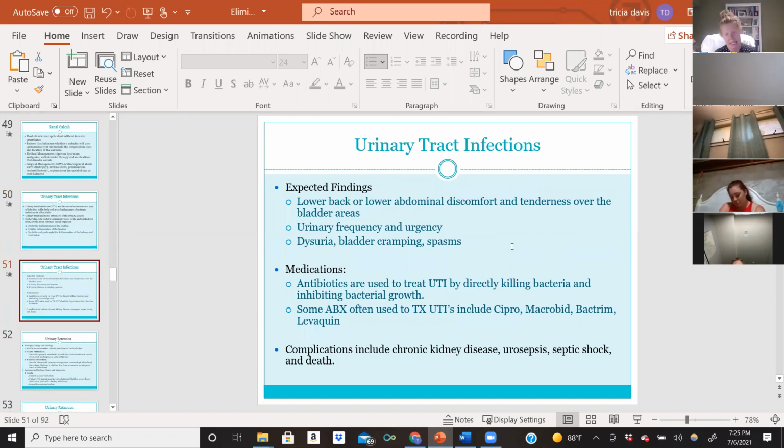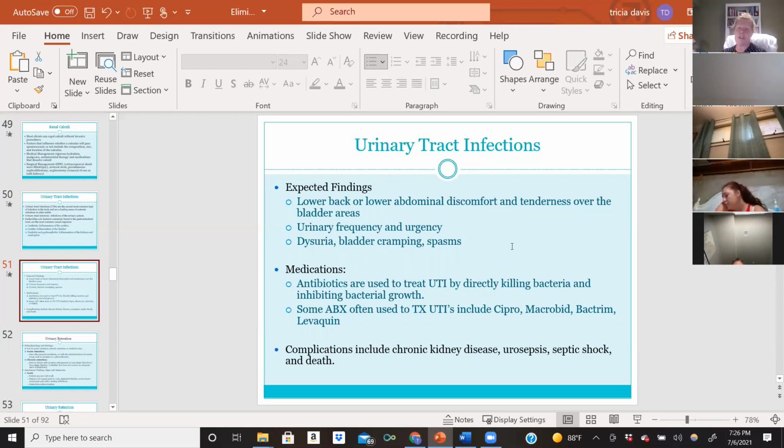So some expected findings. Your patients may report lower back or lower abdominal discomfort, or tenderness over the areas where their back is. We call that area the flank. Flank pain is what they report. They may have urinary frequency and urgency, but without any urine. They are going to feel like they have to go to the bathroom so bad every 10 minutes, but then when they start to go, they'll get a bad grabbing feeling that makes them feel like they can't pee. And sometimes if it's a really bad UTI, they will just pee all blood. They can suffer from dysuria, bladder cramping, and spasms.